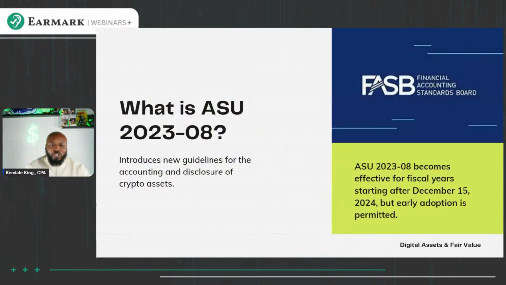So let's get into it. What is ASU 2023-08? It introduces the new guidelines for accounting and disclosure for crypto assets. And again, it's very timely because the effective date is actually December 15th, 2024. So you have a few more months, if you have not already done so, to incorporate this into your financials for your company or your clients. And early adoption is permitted. So some people have already started doing this.